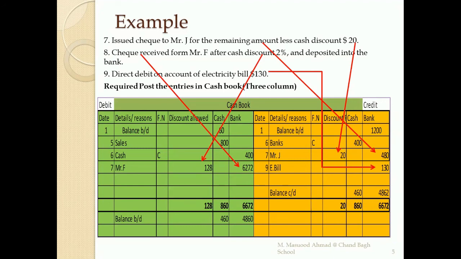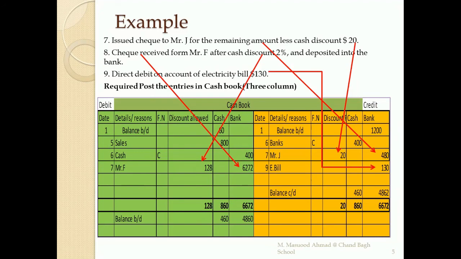Now it's time to balance your cash column and your bank column. You should keep these things in your mind regarding your discount allowed and discount received. Do not balance this ledger, okay? Neither discount allowed nor discount received. Discount allowed shows your expense, so total of the discount allowed is 128, and on the credit side, discount received, you got only 20 discount from your supplier, so 20 should be written over there.